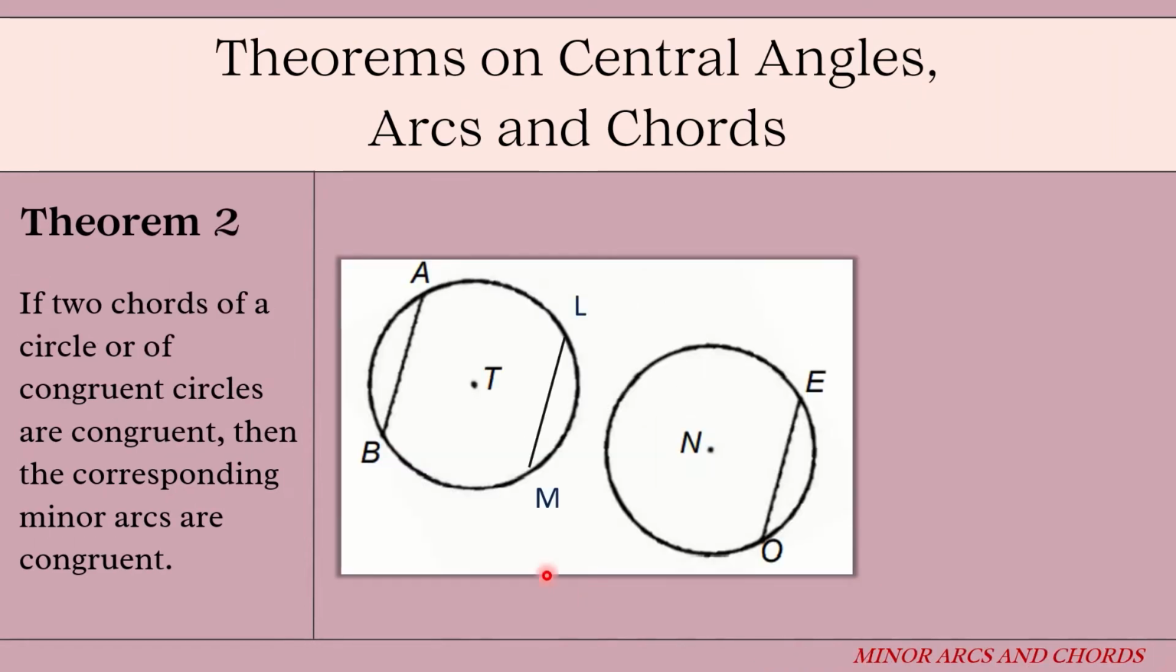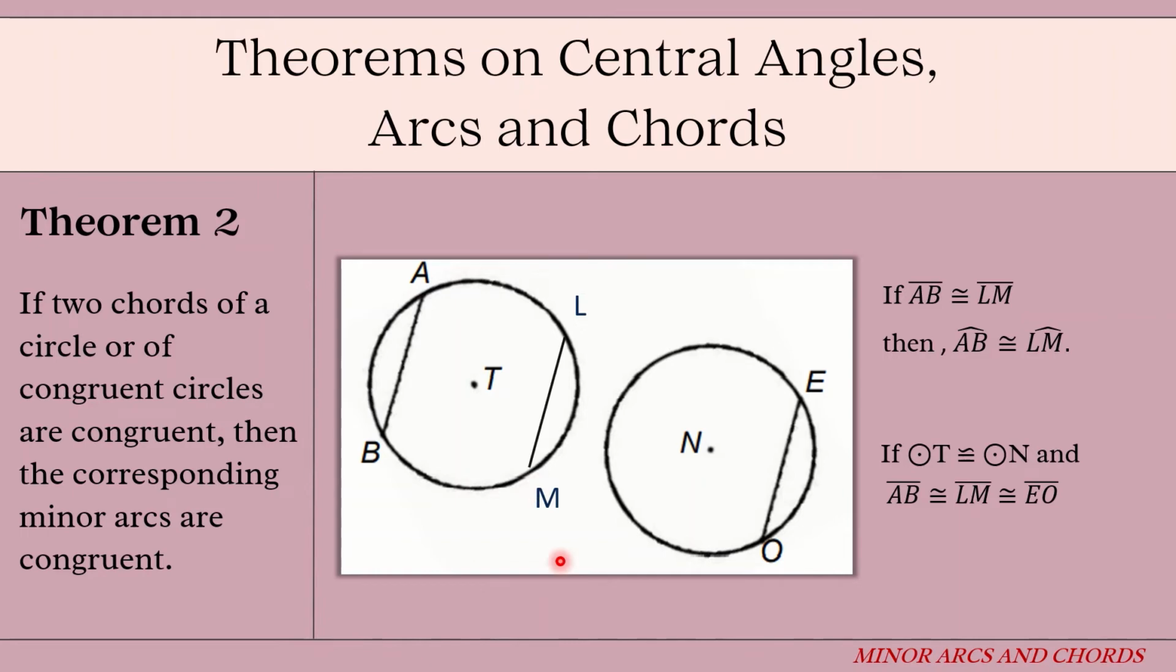Next theorem. If two chords of a circle or of congruent circles are congruent, then the corresponding minor arcs are congruent. This time, makikita naman natin ang relationship between the minor arcs and chords. So let's have this example. If segment AB is congruent to segment LM, let's say segment AB measures 10 inches and segment LM also measures 10 inches, so they are congruent. Then we say that the arc that subtends these chords are also congruent. So arc AB is also congruent to arc LM.